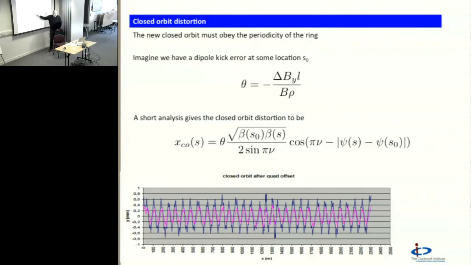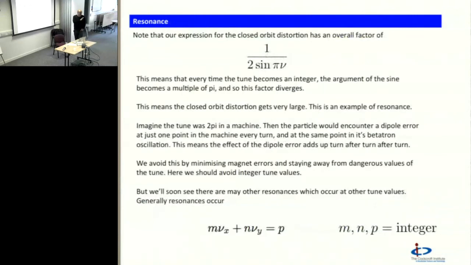Finally, there's this bit here. I think I've got a slide on this. Yeah. So all the anatomy of that expression is interesting. There's physics everywhere. But also there's an overall factor in the closed orbit distortion of 1 over sine pi times nu, where nu is the tune of the machine. So this means every time the tune is an integer, 1, say, in units of 2 pi, the argument of the sine becomes a multiple of pi. So sine of pi is 0. So I get 1 over 0. So this diverges.